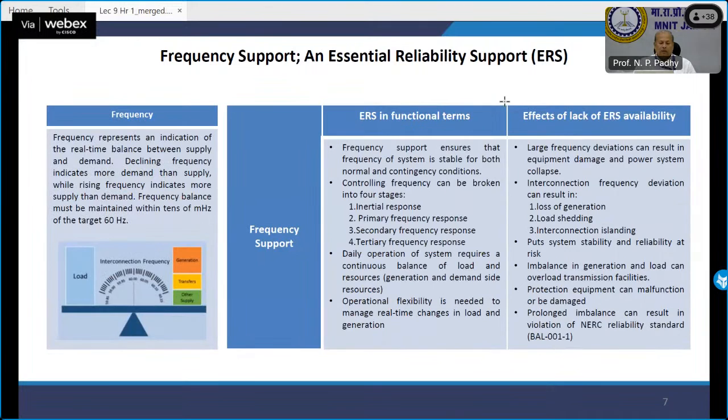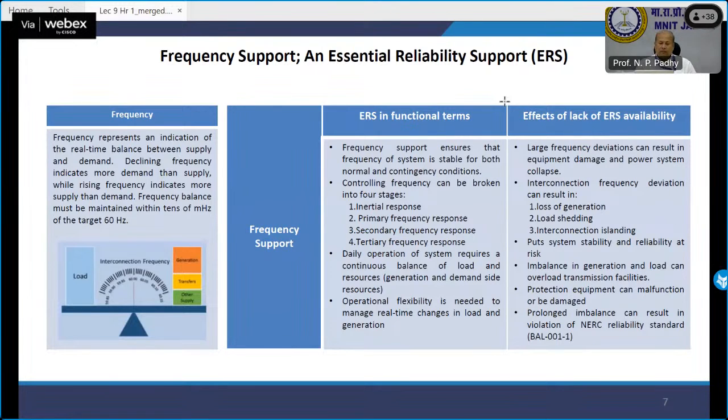One important part about the frequency support, which is an essential reliability support. Frequency represents an indication of the real-time balance between supply and demand. Declining frequency indicates more demand than supply, while rising frequency indicates more supply than demand. Frequency balance must be maintained within 50 Hz or 60 Hz, depending upon the systems.